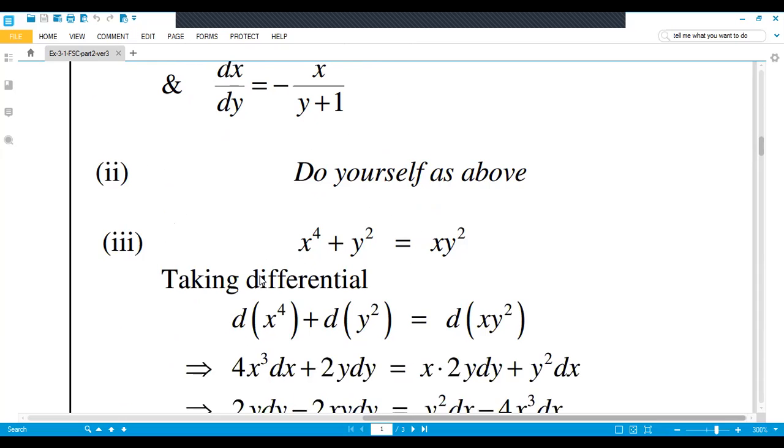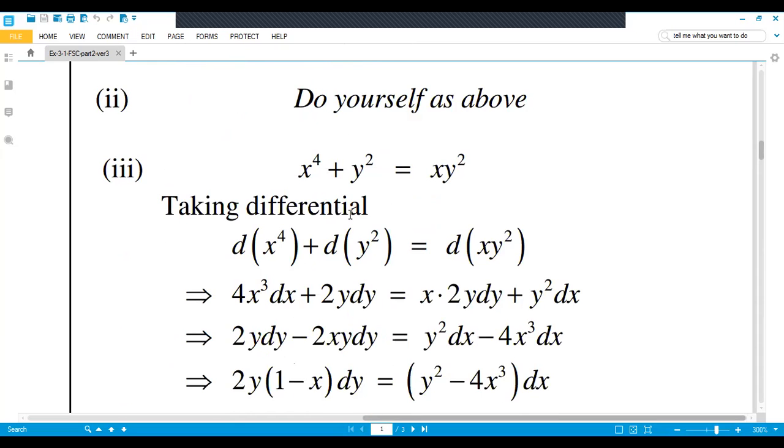Now come to the third part. In the third part, when you take differential on both sides, we get differential of x power 4, differential of y square, differential of xy square. So for x power 4, you know that in the derivative the power will come in the coefficient, and from the power you subtract 1. So 4 minus 1, x cube dx. This dx you will write with that. Then for y square, the power will come in the coefficient, and from the power you subtract 1, so 2y dy.